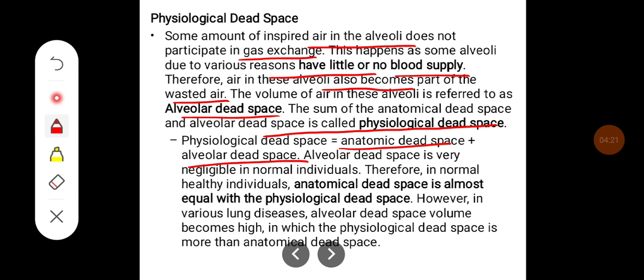The alveolar dead space is negligible in normal individuals. Therefore, in normal healthy individuals, anatomical dead space is almost equal to the physiological dead space. However, in various lung diseases, alveolar dead space volume becomes high, in which case the physiological dead space is more than the anatomical dead space.